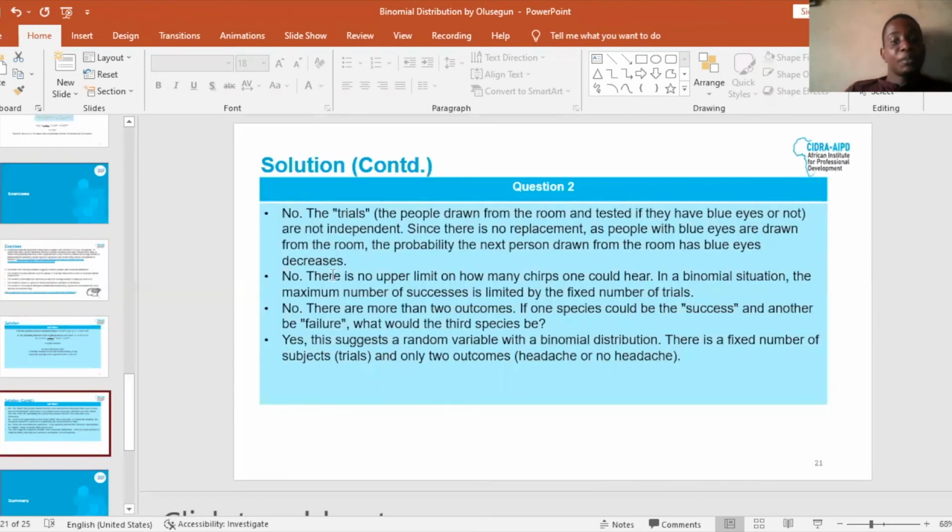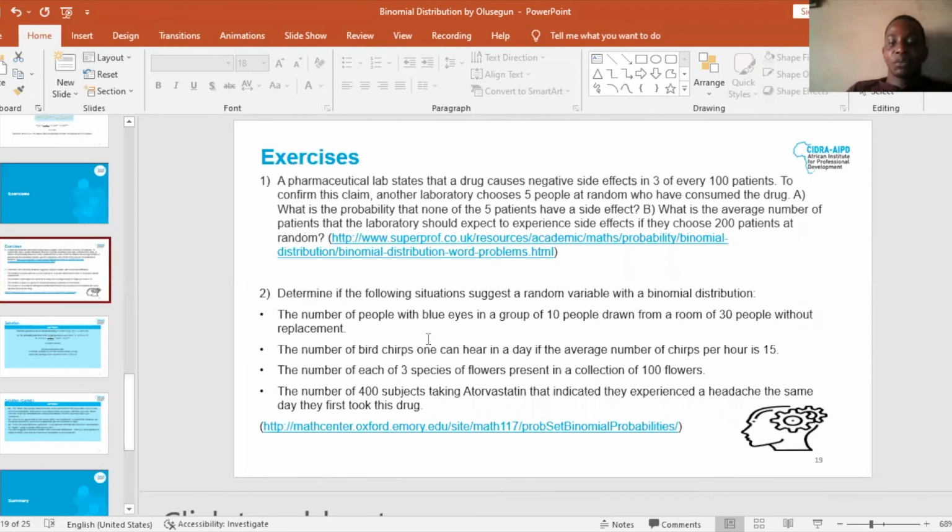No, there is no upper limit on how many chirps one could hear. In a binomial situation, the maximum number of successes is limited by the fixed number of trials. One of the rules stated is that the trials have to be finite. There has to be an end to the trials. It cannot be infinite. But in this case, the chirps have no finite number. It's just infinite. The bird chirps. There is no specified number of trials, so it cannot be described as a binomial distribution.